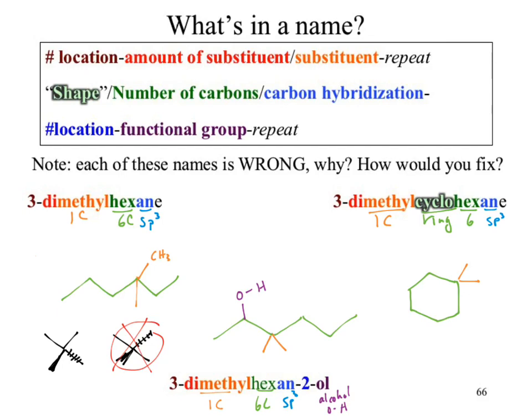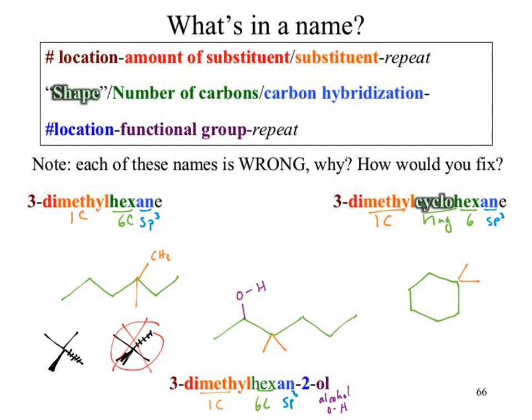Upper right-hand corner, we've got hex for the 6, sp3, all single bonds. Cyclo means ring, so there's my ring. And then it says 3-dimethyl. So one suggestion was the problem with this name is it didn't specify both. And I'm going to argue that that is not valid.